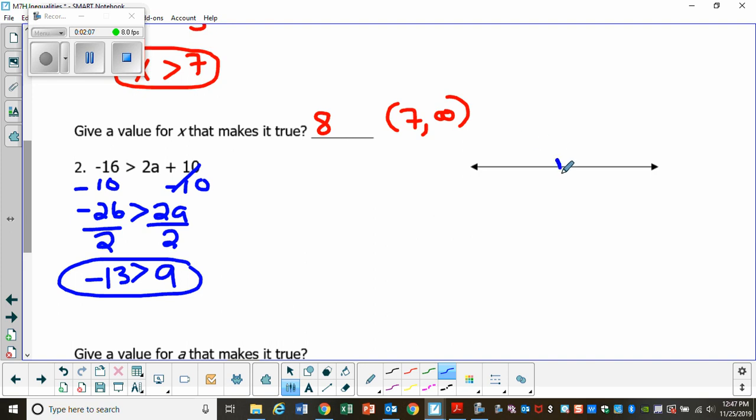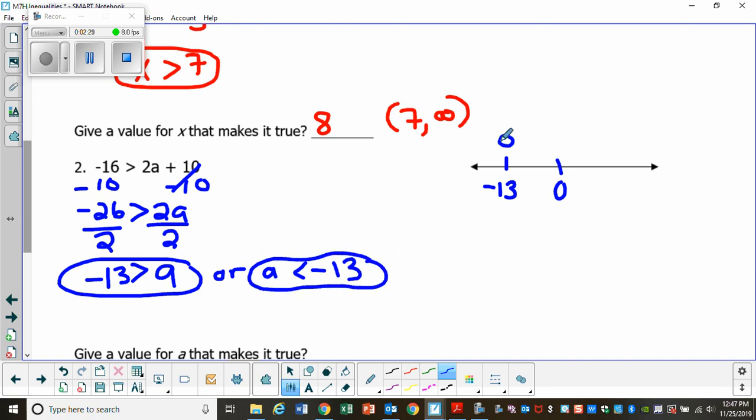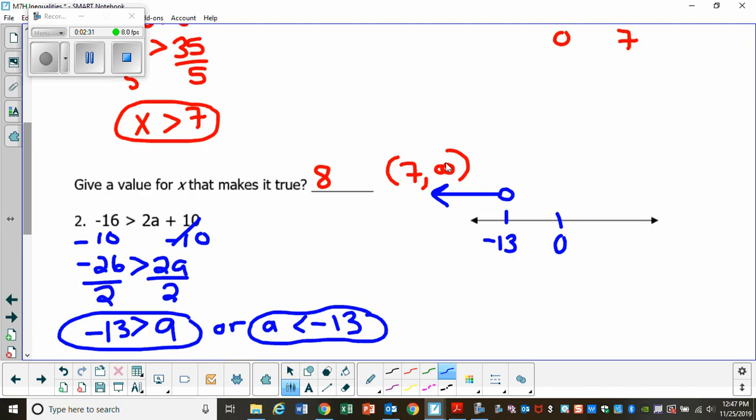So we're going to go over here. We're going to do an open circle on negative 13. And we're actually going to do the opposite of what we see because the variable's not first. So if negative 13 is greater than a, that means that a must be less than negative 13. So if we want to put the variable first, we've got to flip the symbol. So we're going to shade to the left here. Okay?